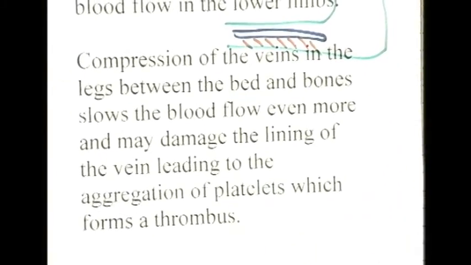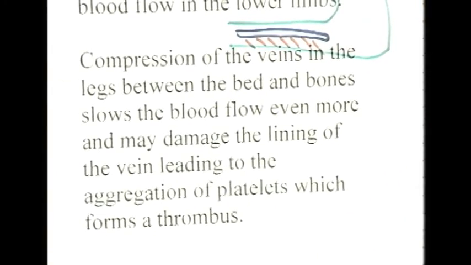Compression of the veins in the leg between the bed and bones slows the blood flow. Slow blood flow, remember, is more likely to clot. It may damage the lining, which can cause turbulent blood flow and lead to the aggregation of platelets. Aggregation means that platelets can collect together on the damaged surface of the blood vessel. And when the platelets start sticking together, a clot can then start to form.